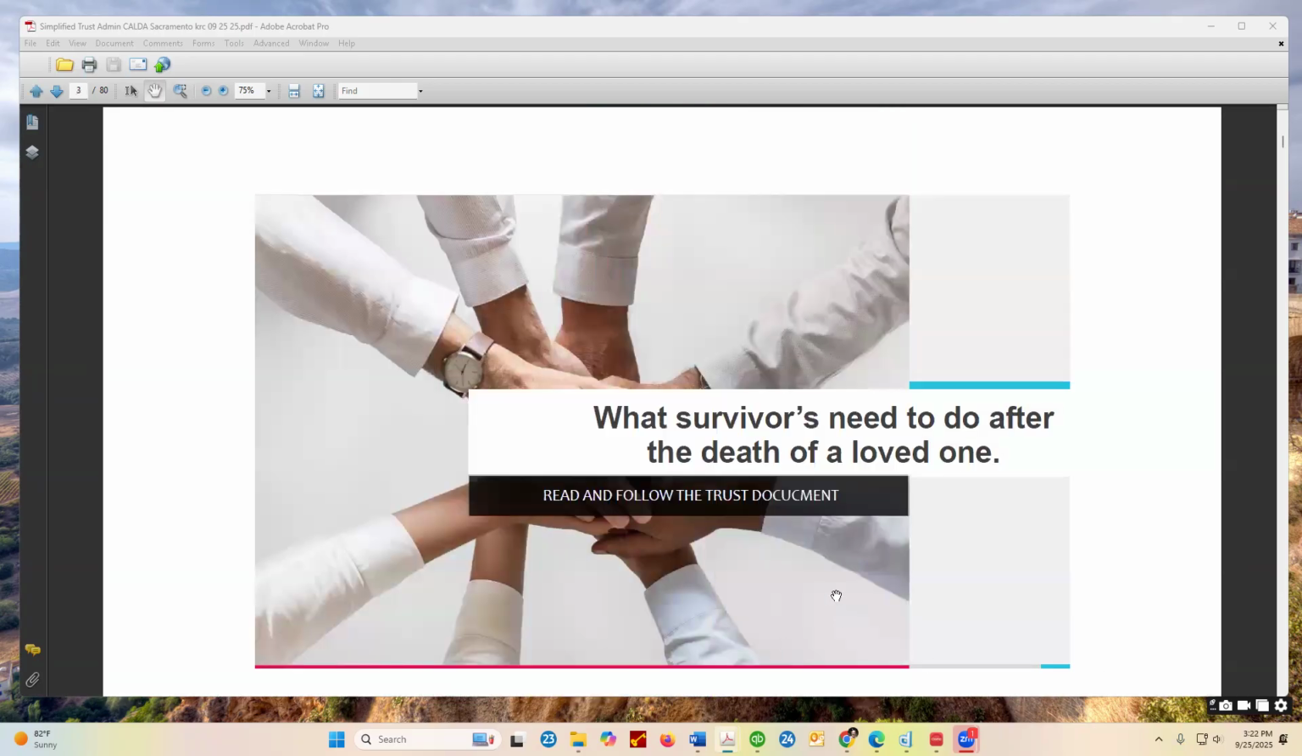Okay, what to do as a survivor after the death of a loved one. The first thing you do is you read and follow the trust document. The trust instrument is the marching orders if you're used to military, or it's the instructions on what the trustee is supposed to do. And you augment that with the requirements of the California Probate Code. But the main thing you're doing is following the trust.